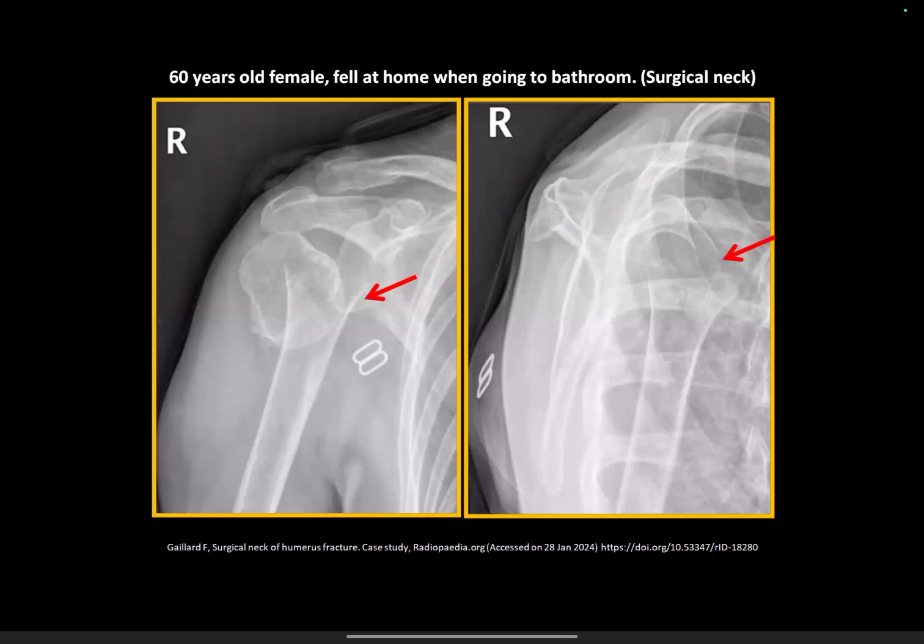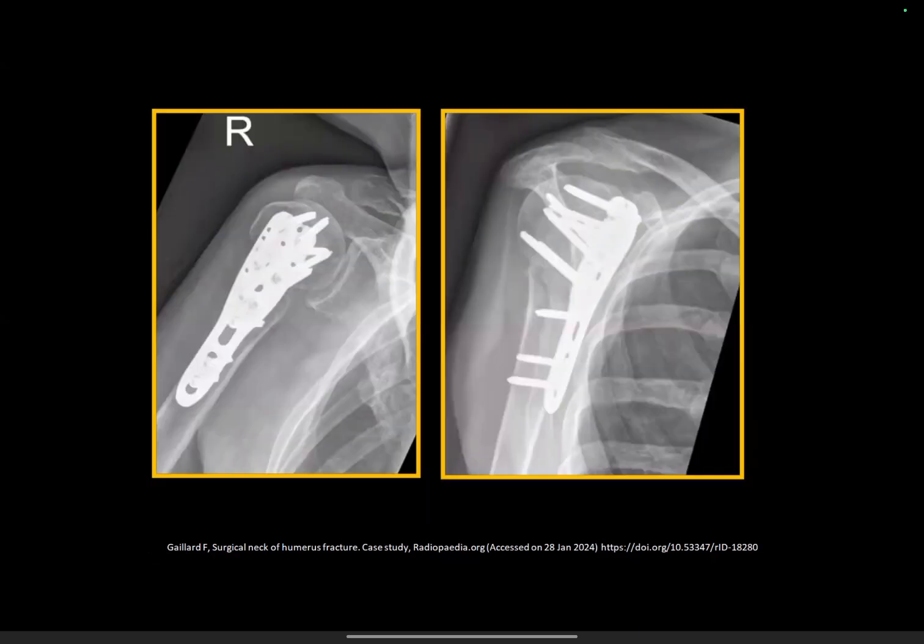So as you can see in this example of a 60-year-old female that fell at home, there is a fracture involving the surgical neck with complete displacement of the head of the humerus. Based on our criteria, this qualifies to be a two-part fracture, which was basically treated with plates and screws fixation.